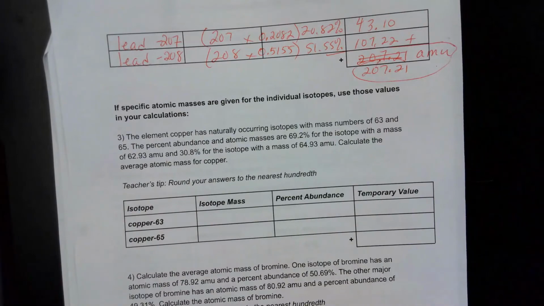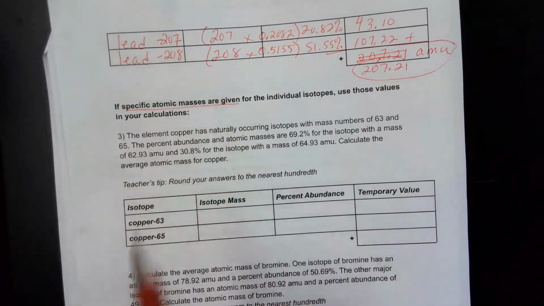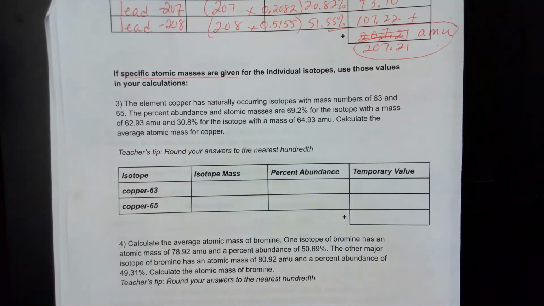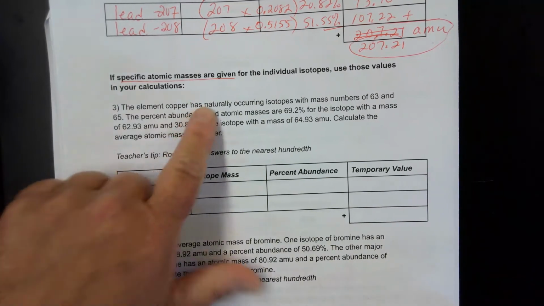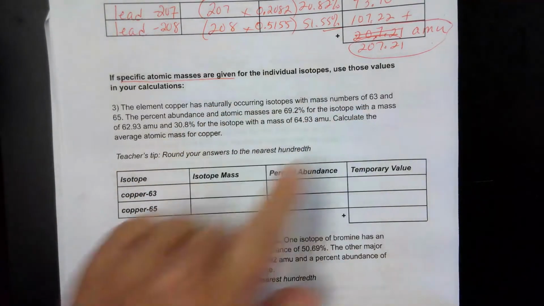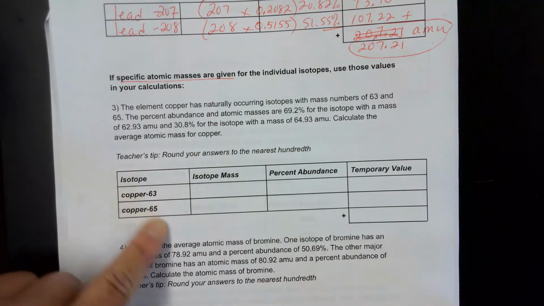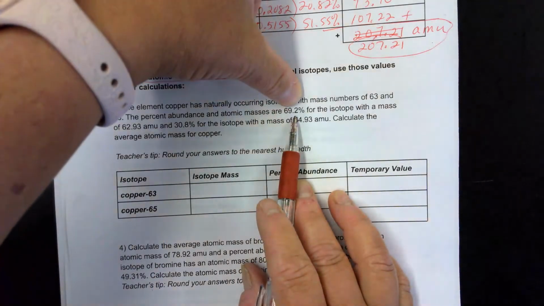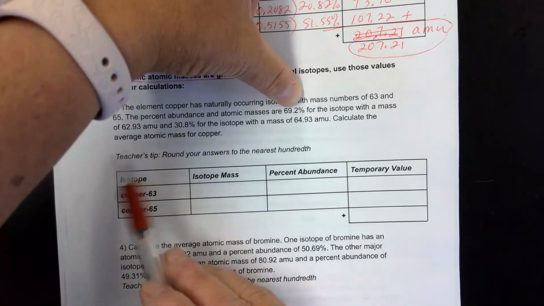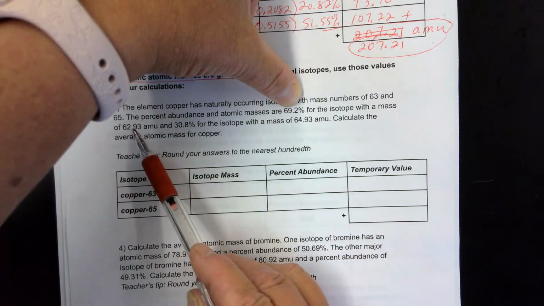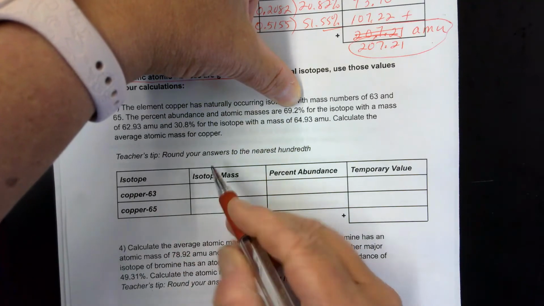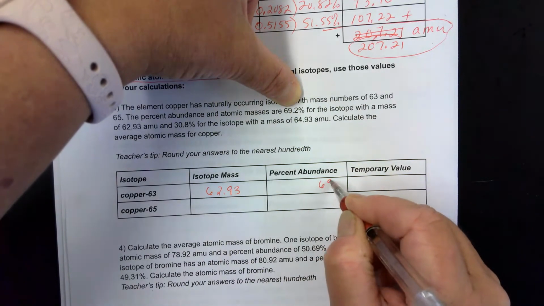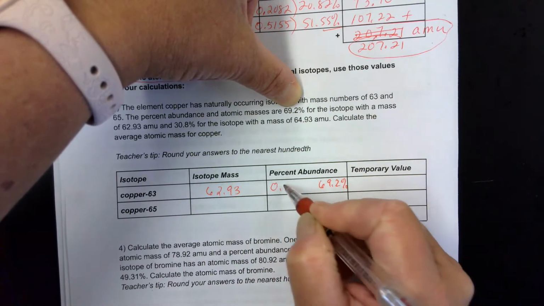Okay, so now we're going to look at problems where the specific atomic masses are given to you for the individual isotopes. So we will use those in our calculations. The element copper has naturally occurring isotopes with mass numbers of 63 and 65. Copper 63, copper 65. The percent abundance and atomic masses are 69.2% for the isotope with a mass of 62.93, right? So 62.93, that's the actual mass for copper 63. The percent abundance is 69.2%, which is 0.692.